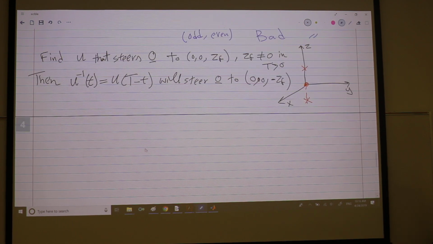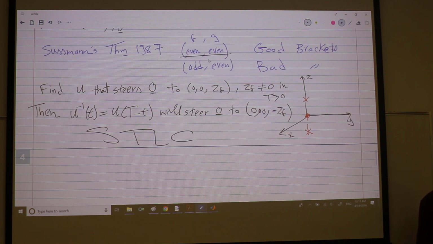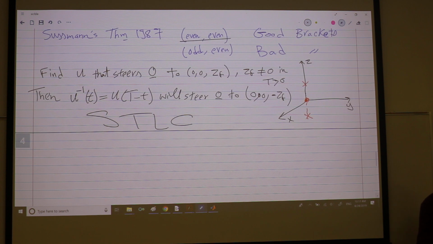So now we are controllable? Yeah, the system is small time locally controllable by system theory. So whenever you have a good bracket, this is, now we call it a good bracket. Even is a good bracket. The problem is with odd and even. Now we'll talk about that in a minute.